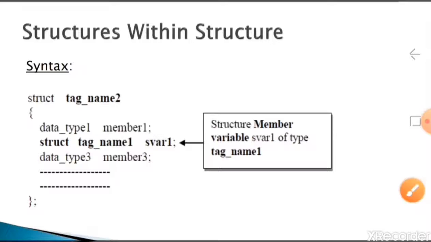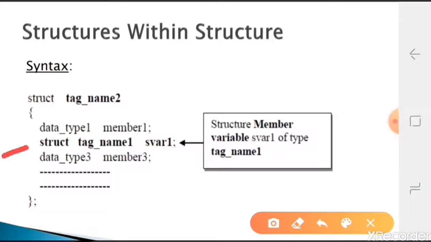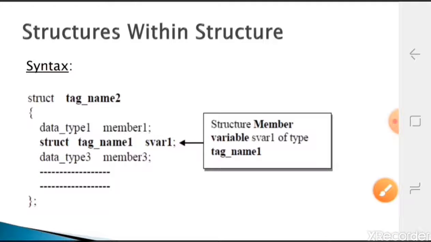If you observed here, struct tag_name1 is nothing but the data type, and var1 is one structure variable of tag name 1 that we are going to declare within the tag name 2 structure. So here we are declaring a structure variable within one more structure. Let's take one example.